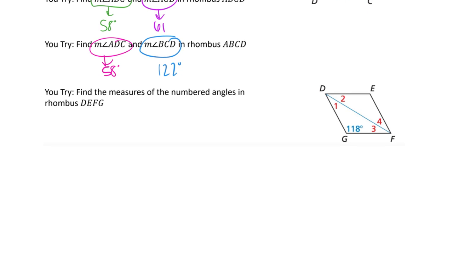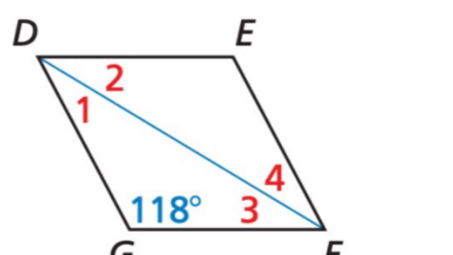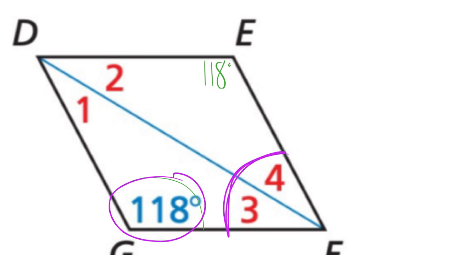Okay, and then this last example here, it says find the measures of the numbered angles in this rhombus. So let's take a look at that picture and see what we can figure out. The way I typically like to do this, I just look at the picture and start labeling some things. If this is 118, we know this is 118. Now we have no other information about these angles, right? So I would use what we know about parallelograms. We know that consecutive angles, so this whole entire angle here, 3 and 4 together, has to make 180 with 118. So I would start by doing 180 minus 118, and that is 62.